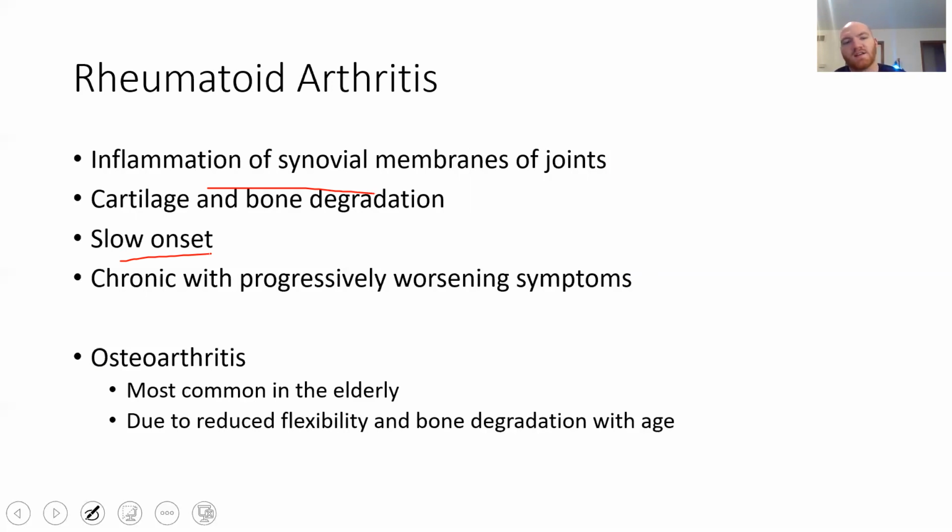Going along with this is osteoarthritis, which is a different type of arthritis, but I have it on the same slide here. It is most common in the elderly, and it's due to bone degradation and reduced joint flexibility as a result of aging. It has a similar kind of end effect, but it's a different mechanism, a different reason.